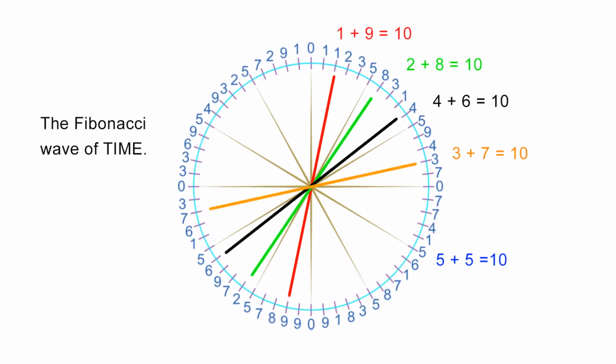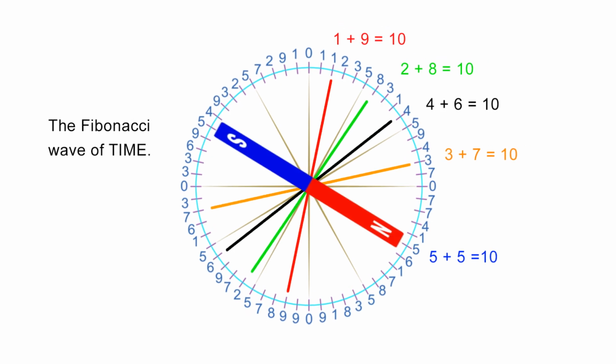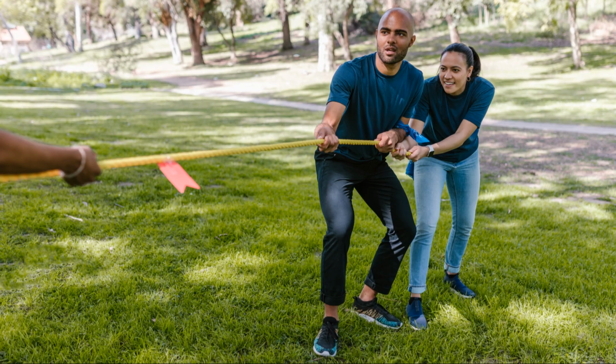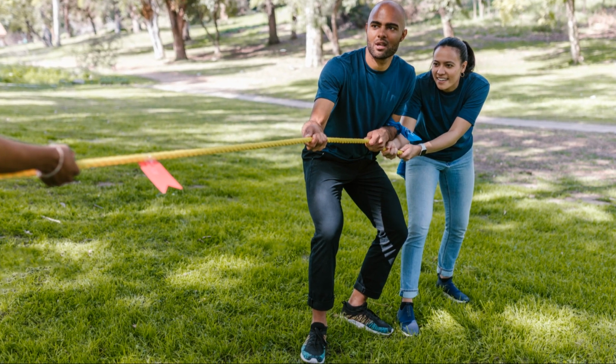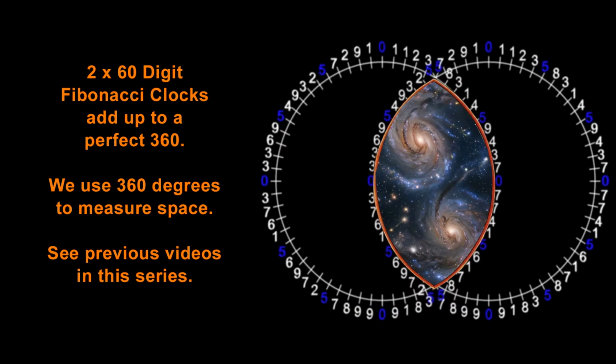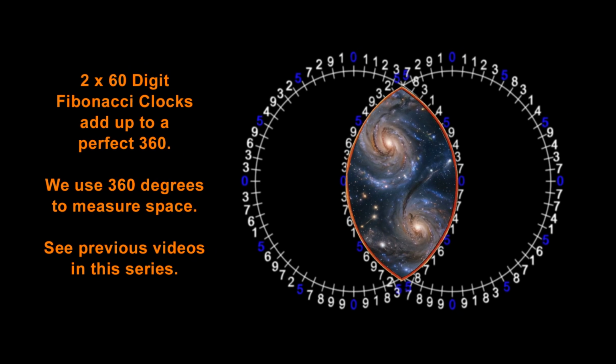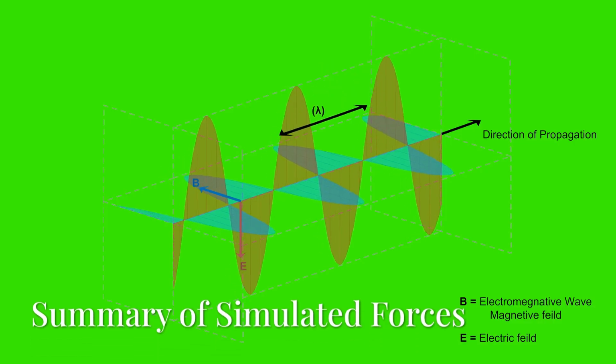But in the case of 5 and 5, the two poles are evenly matched. If you think of two perfectly balanced teams in a tug of war, the two sides will cancel each other out and there will be zero force between them. This is why the 5s act like zeros and are able to form bonds with other Fibonacci waves of information.